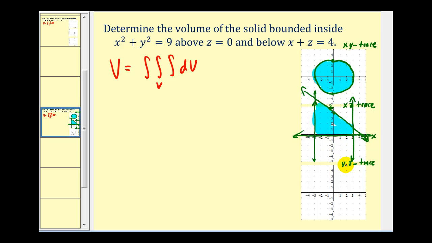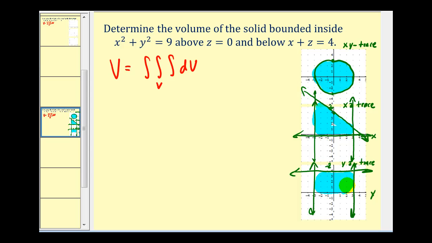And then lastly, for the yz trace, we'll set x equal to 0. So if x is 0, we'll have y equals plus or minus 3. We'll let this equal the y-axis and this be the z-axis. So we'll have two vertical lines here and here. And then if x is 0 here, we have z equals 4, a horizontal line through here. So the region in the yz plane would be this rectangle here.